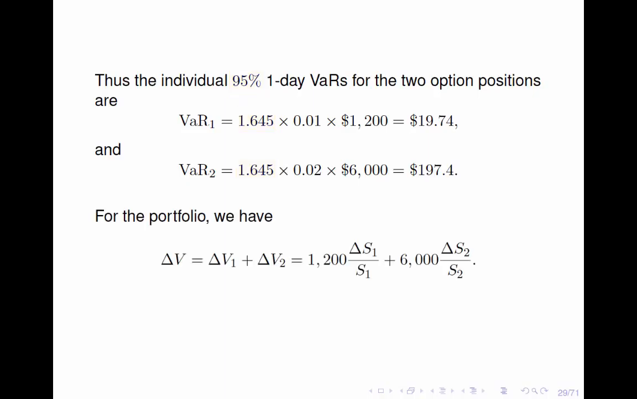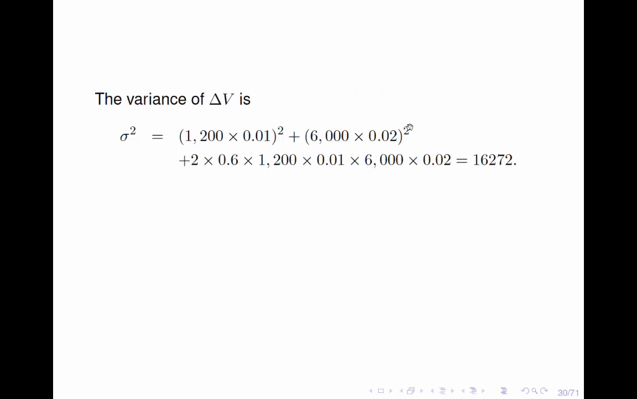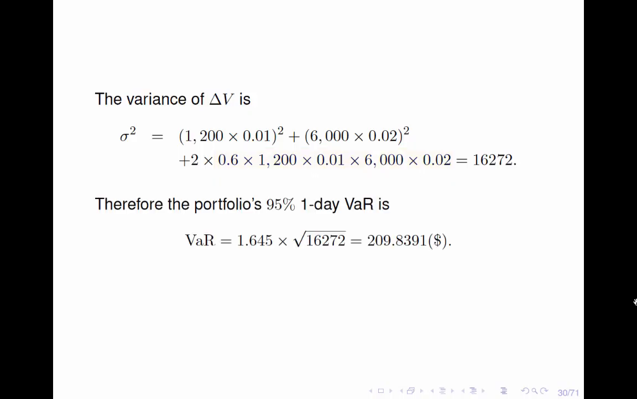For the portfolio, we have the change in the portfolio value equals to the sum of the changes in the value of the two options. Then, the variance of the change in the portfolio value can be calculated as follows, where the first and the second terms are the variances of the changes in the values of options on ABC and XYZ respectively, and the third term is twice of the covariance between the two. Therefore, we get the following 95% one-day VAR of the portfolio.